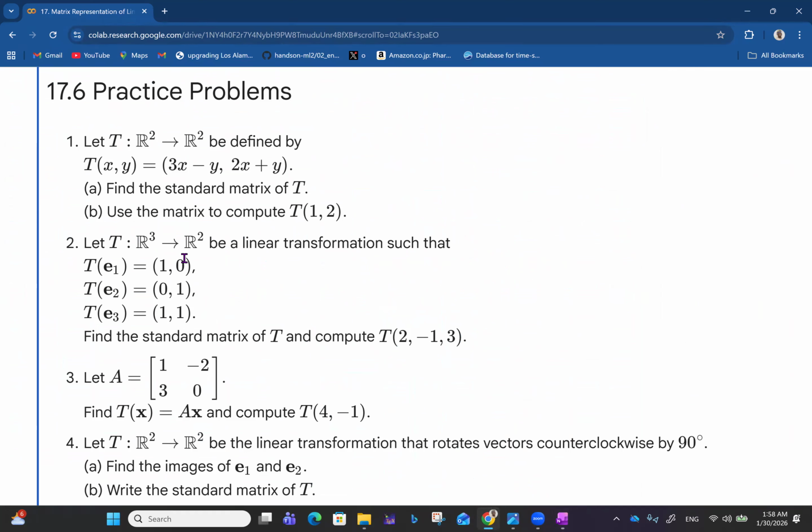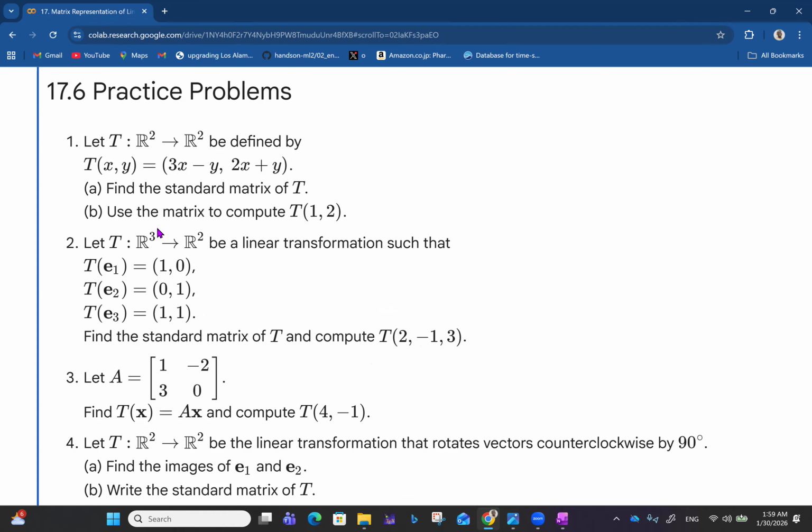Okay, so this one, now let T be R3 to R2, a linear transformation such that we have T of E1 to be (1, 0), T of E2 is (0, 0). Okay, so these ones are specified now. T of E3 is (1, 1). Find the standard matrix of T and compute T of (2, -1, 3).